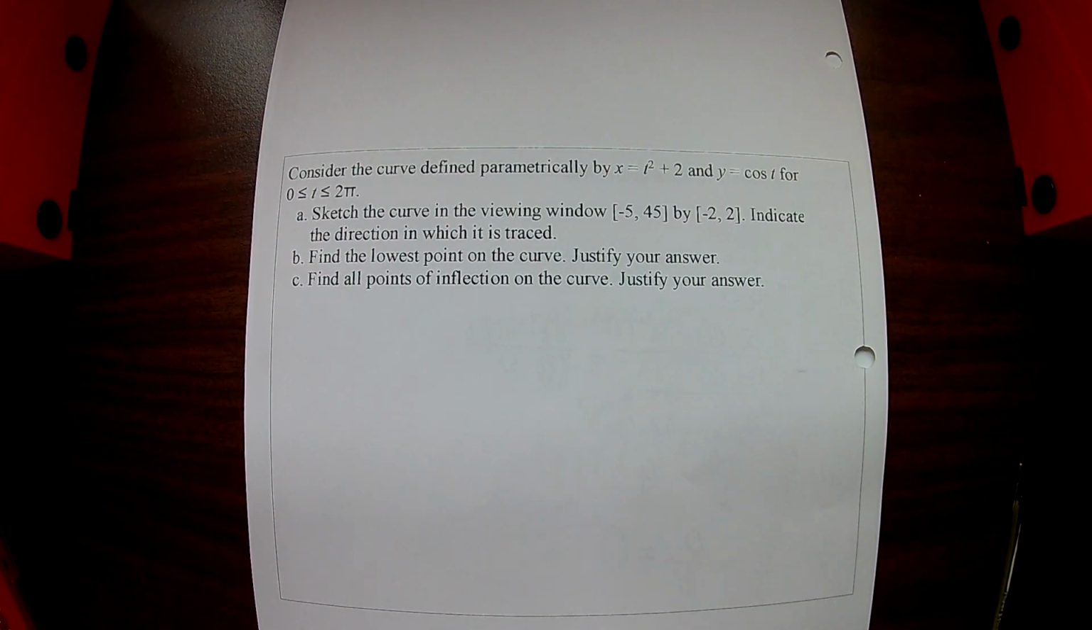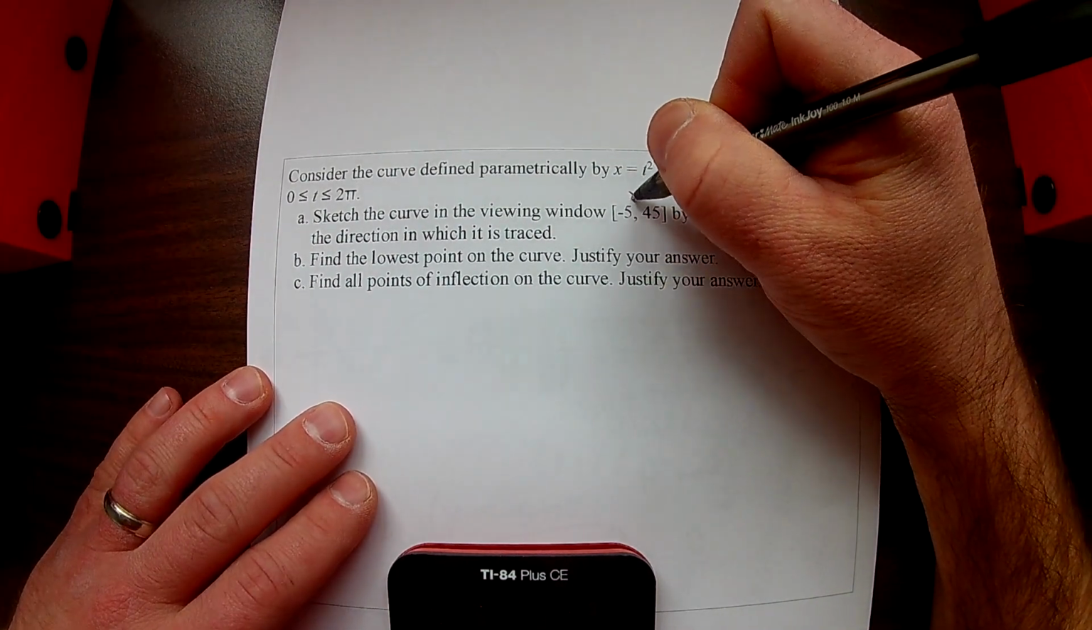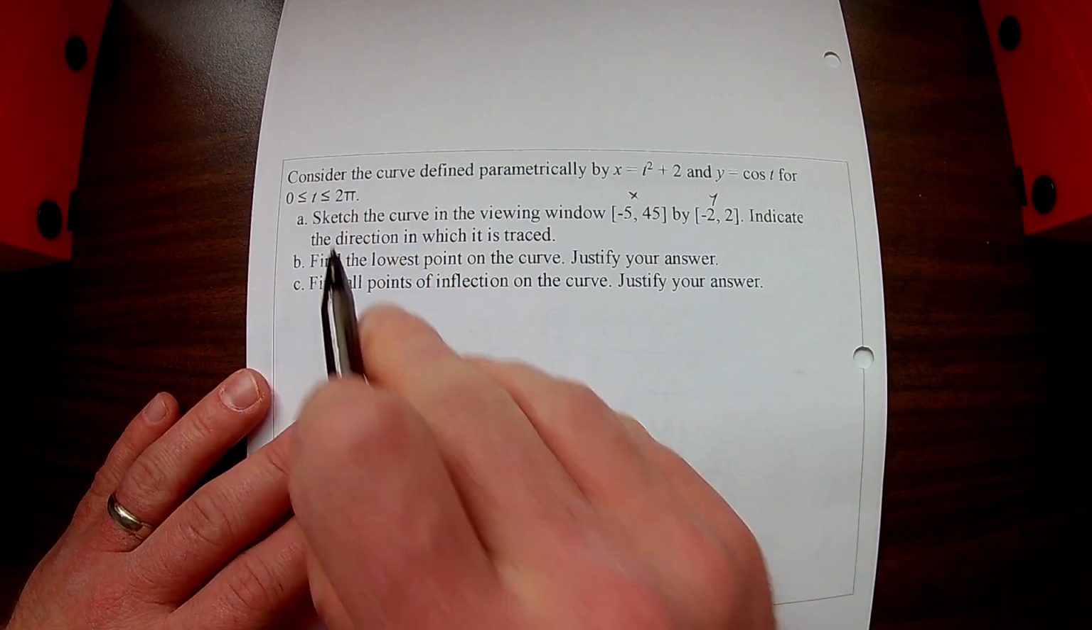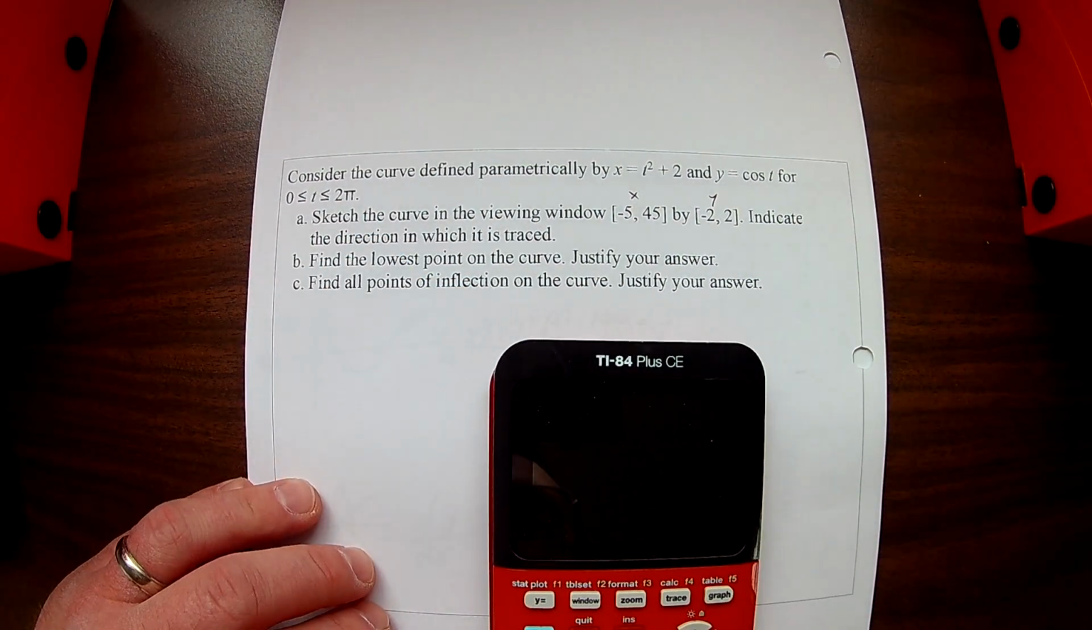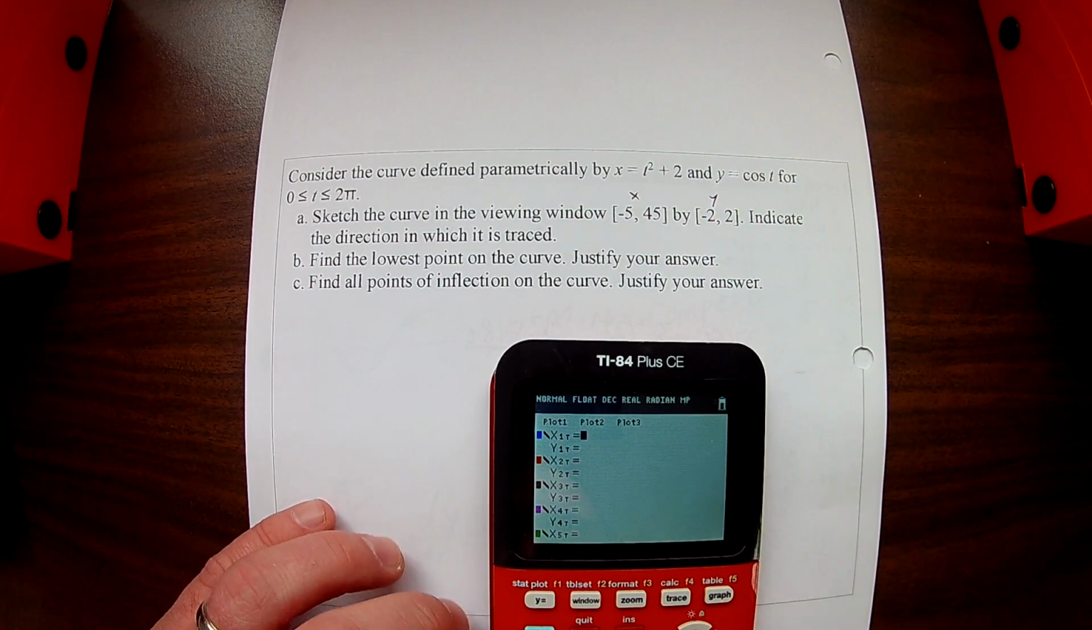Consider the curve defined parametrically by x equals t squared plus 2 and y equals cosine of t for 0 less than or equal to t less than or equal to 2 pi. Man, that's a lot to read there. A, sketch the curve in the viewing window, -5 to 45 by -2 to 2. Okay, so that means these are the x's, these are the y's, and over here I have my t's. It tells me exactly what my graph is supposed to be here.